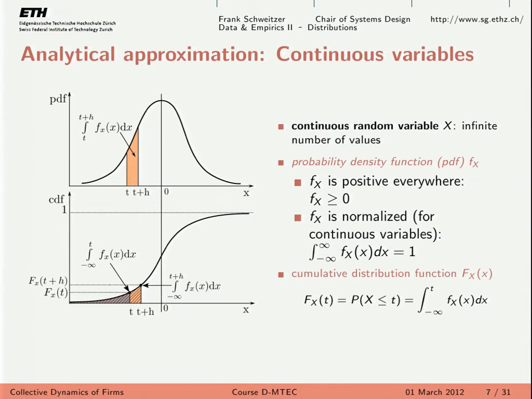And the small f of x is the probability that I find this value x, which was the xi in the discrete picture, in such an interval between t and t plus h. h is a very small number, right?